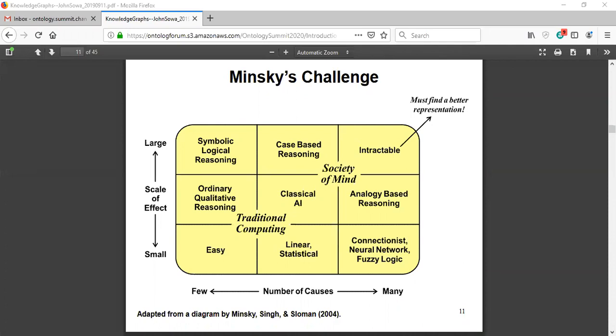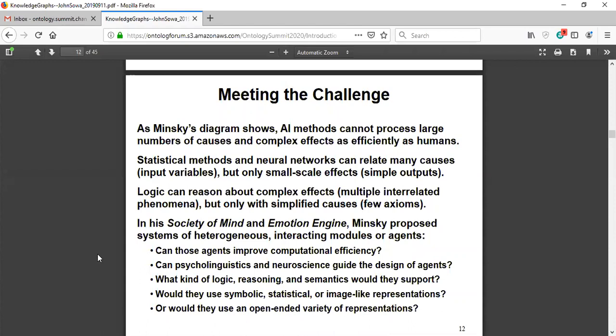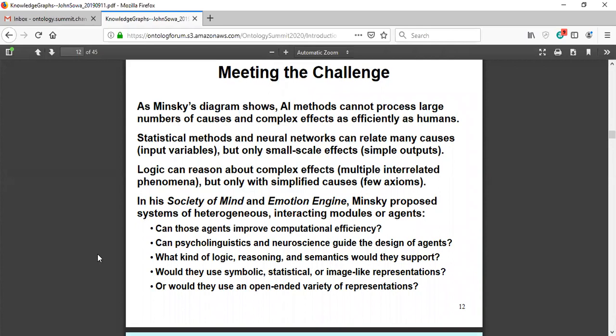Minsky had written, on the next slide, 12, a number of books and published some articles and so on. And one of the early books, of 1986, was The Society of Mind. And then his later book was The Emotion Machine. And both of those books sort of bracket and develop those same basic ideas. And the emphasis that he has is on heterogeneous interacting modules or agents. And the question is, can they improve computational efficiency?